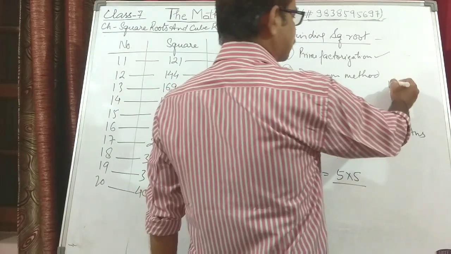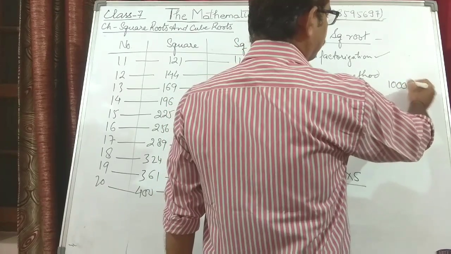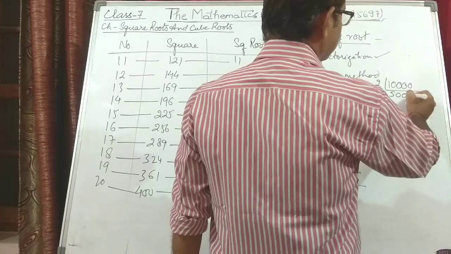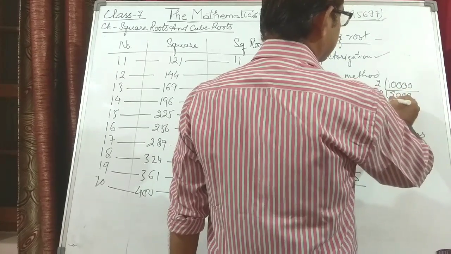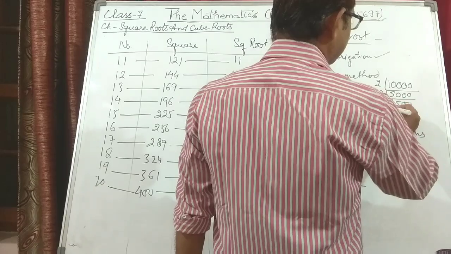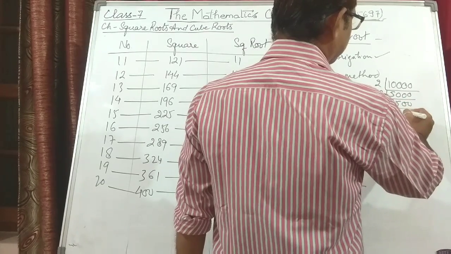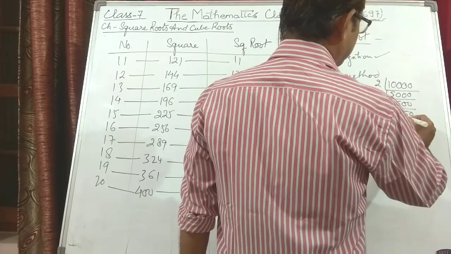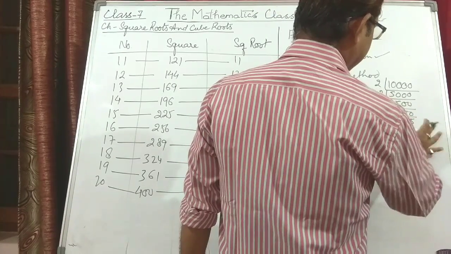So we factorize 10,000. 2 5s are 10, 0, 0, 0. 2 2s are 4, 2 5s are 10, 0, 0. 2 1s are 2, 2 2s are 4, 2 5s are 10, 0. 2 6s are 12, 2 2s are 4, 2 5s are 10.